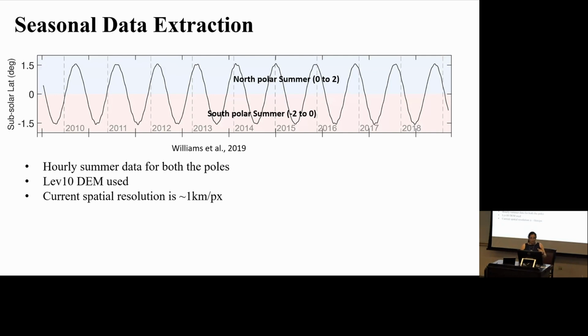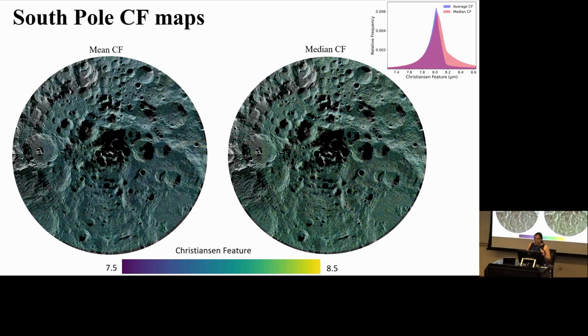Just to quickly go through what I meant by summer. The Moon has a very small tilt, due to which we experience polar summer, both south polar summer and north polar summer. And I'm using the subsolar latitude as a proxy for pulling out only the summer data up to 2019. The current spatial resolution of the maps is 1 kilometer.